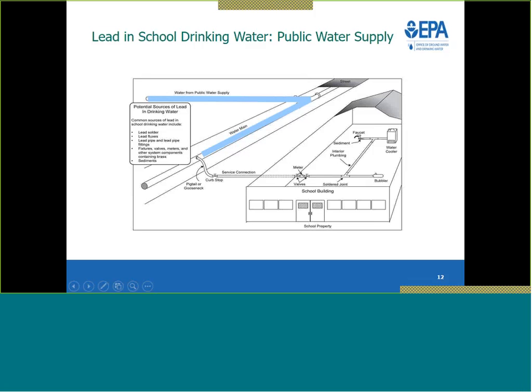However, centralized treatment by a public water system may not guarantee that the corrosion of lead from plumbing will not occur within a building that's served by a public water system. And I think the critical issue here is that even though your public water supplier may be delivering water that meets all federal and state public health standards for lead, schools may end up with lead in drinking water because of the plumbing within their facility, so their internal plumbing. And this is showing you the water in the distribution system coming from the water supplier, and this is the internal plumbing, so the school's plumbing.